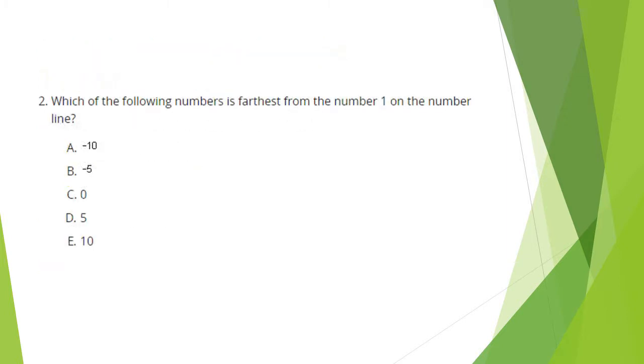Let's try a sample question. Follow along as I read the question. Question number 2. Which of the following numbers is farthest from the number 1 on the number line? Is it A, -10, B, -5, C, 0, D, 5, or E, 10?